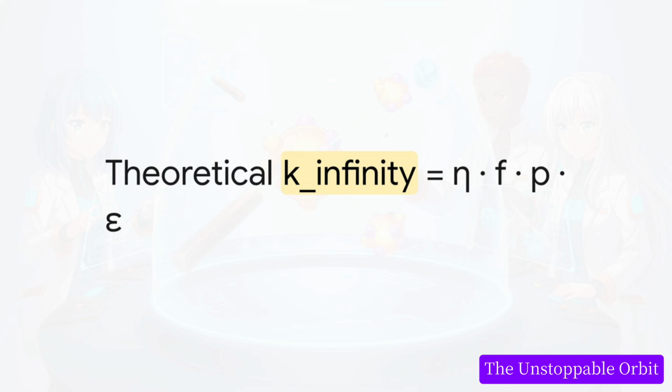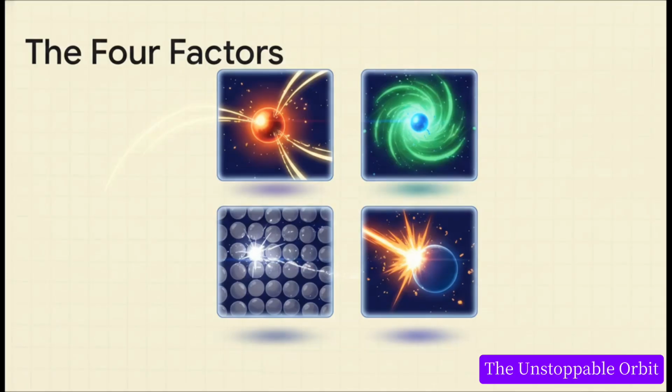We figure out the success of our chain reaction by multiplying 4 very distinct probabilities. Let's rapidly fire through the gauntlet these neutrons have to survive. First up is eta. That's our reproduction factor, simply how many fast neutrons are actually born from the fuel. Next is phi, thermal utilization. Basically, what are the odds our neutron actually hits the fuel, rather than uselessly bouncing into some structural metal?